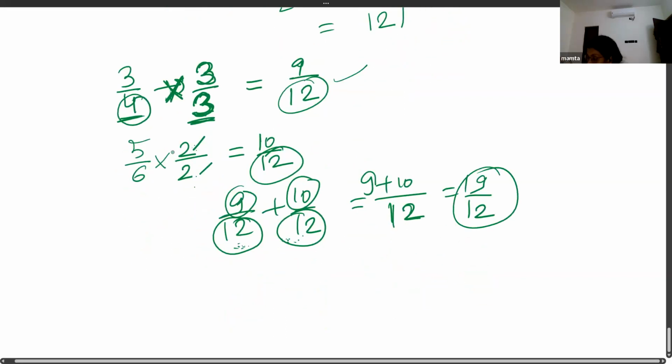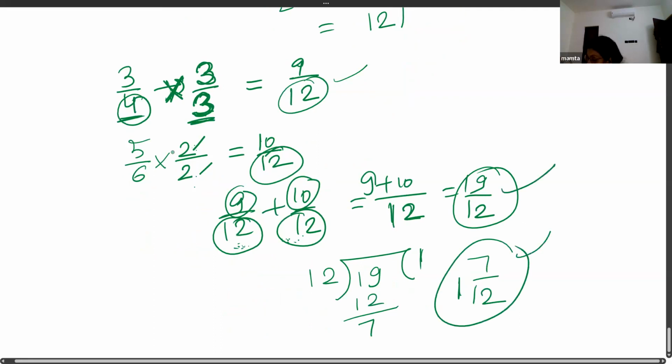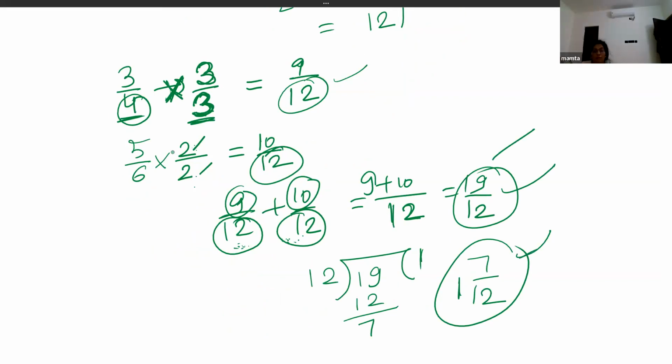And if you want to write it in mixed fraction form, then divide 19 by 12. It will go one time. 7 is the remainder. So 1, 7 by 12. So these two are answers. This is a fraction, this is a mixed fraction. Okay, children, please note it down. And I'm giving you 1 minute. Just revise the steps in your mind.